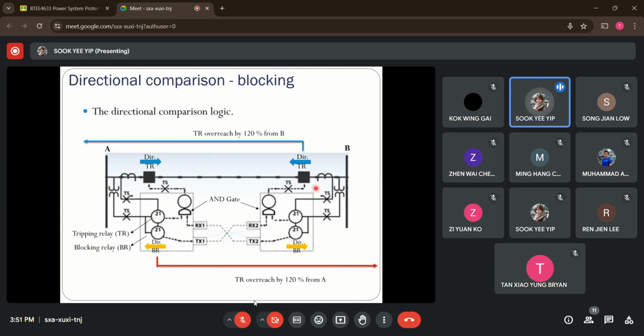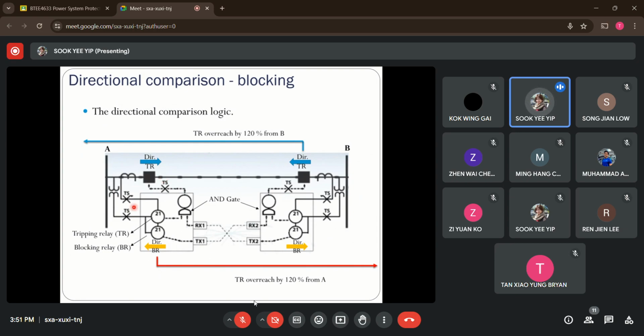The same goes for the tripping relay located at terminal B here. It has been set to overreach. Then you will notice that both of them, the tripping and the blocking relay, are actually distance protection relays. This relay obtains the current and voltage measurements from the instrument transformers to detect whether a fault occurs at this side or not.